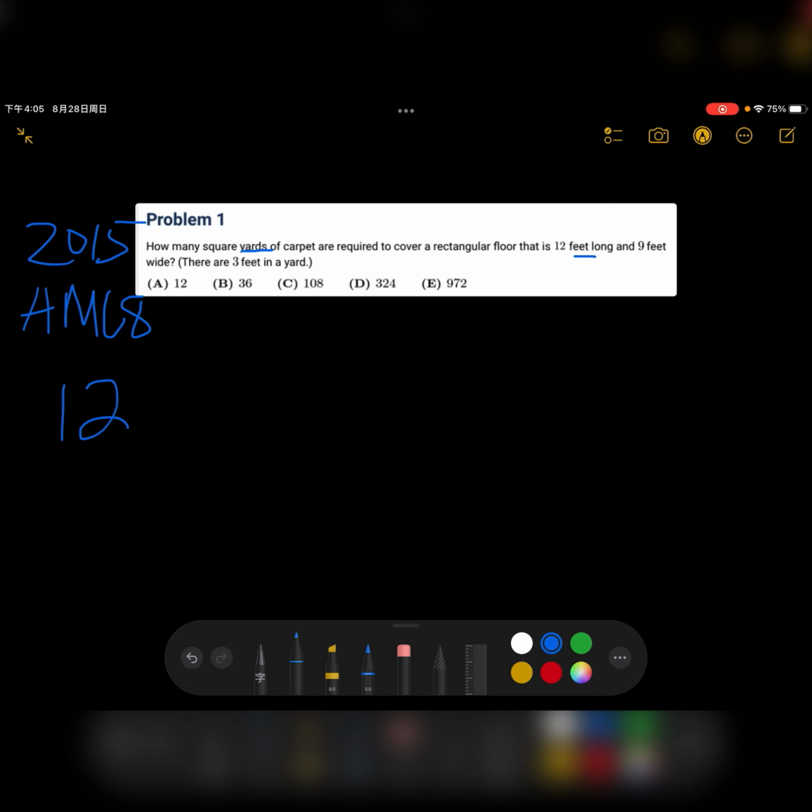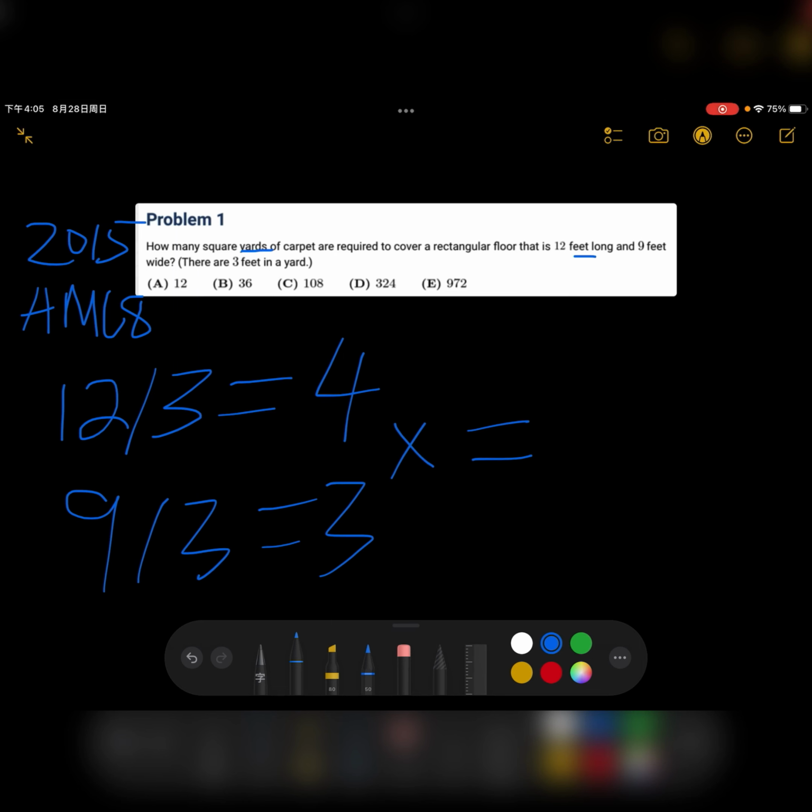12 feet, in order to change from feet to yards, we would divide by 3, since there are 3 feet in a yard. That'll be 4. 9 divided by 3 is 3. And then now we have the measurements, and we just multiply these two together to get 12, which is A.